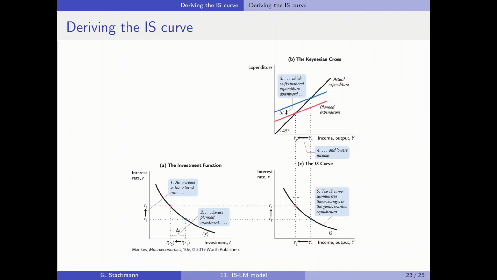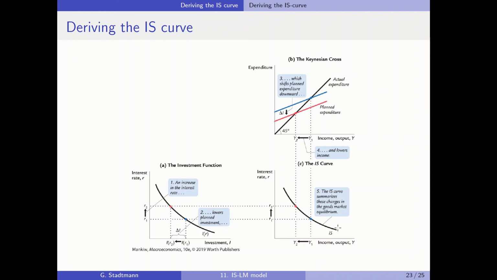And we draw this IS curve in an interest rate income diagram. The initial point was a blue point here at this level of the interest rate. This is the corresponding level of GDP, which stems from the upper part of the diagram. But in the red scenario, where the interest rate increases, the corresponding GDP level is lower, and therefore we have to use this red dot here in this right diagram.